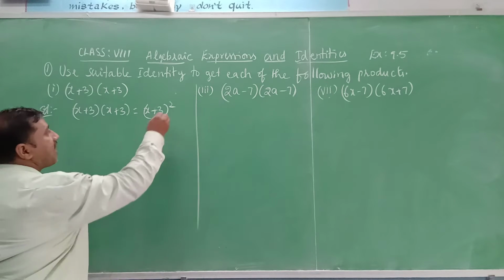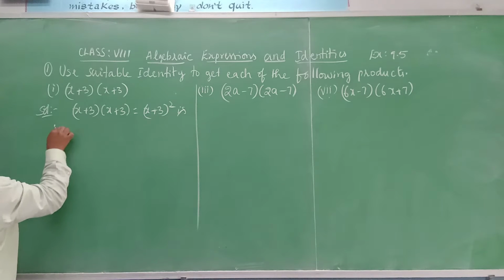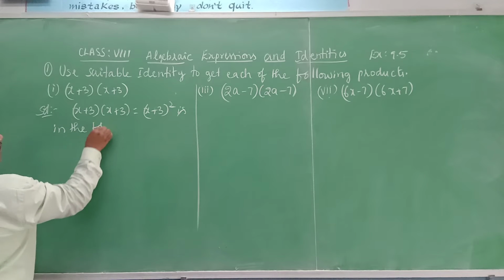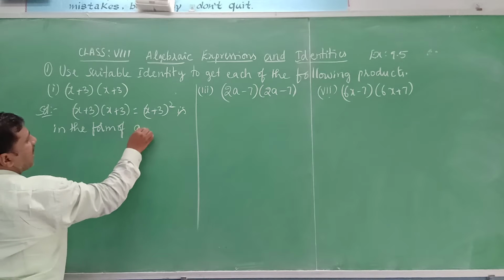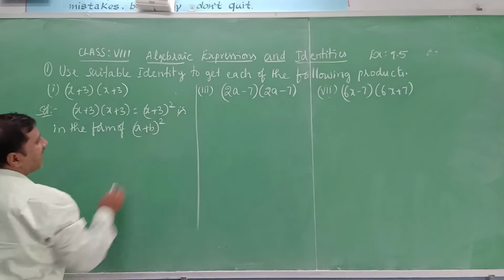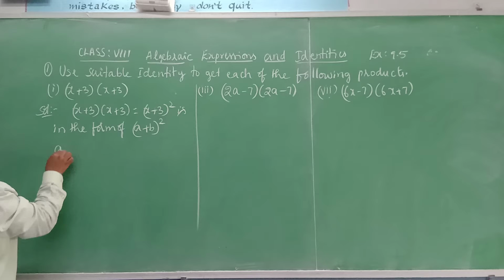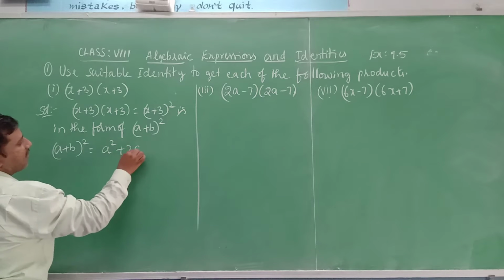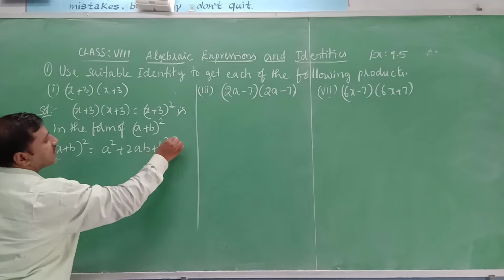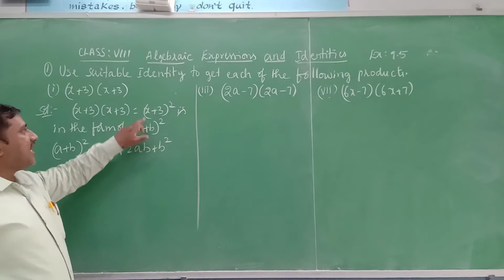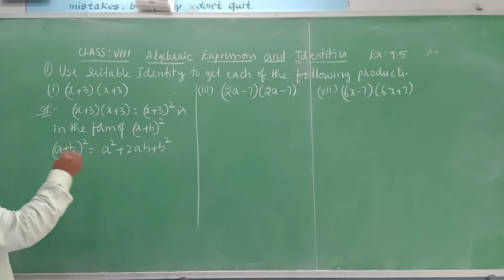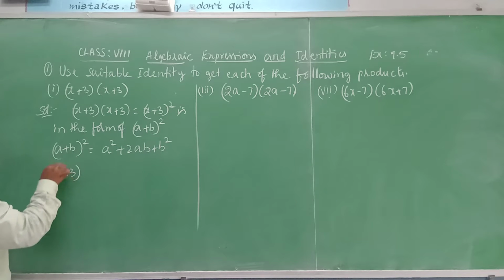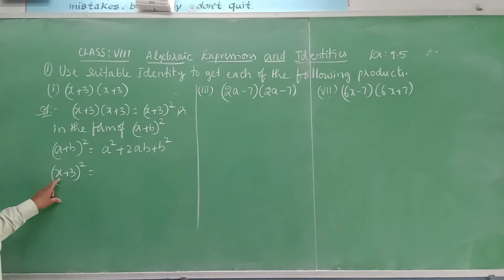The first identity is in the form of (a plus b) whole square. So, what is the identity? The first identity is (a plus b) whole square is equal to a square plus 2ab plus b square. Now the given expression is in the form of (a plus b) whole square, that is (x plus 3) whole square. Here a is equal to what? The first term, x, and b is equal to what? The second term, 3. Now you substitute.